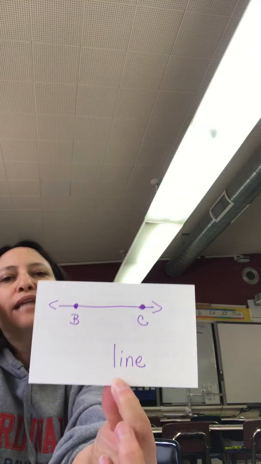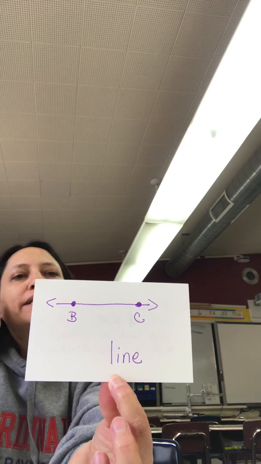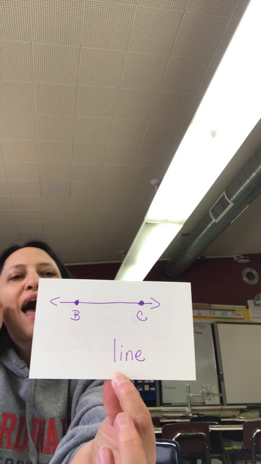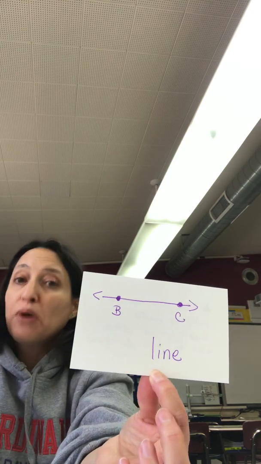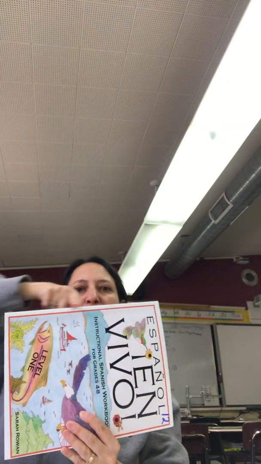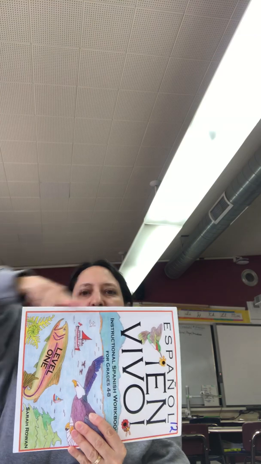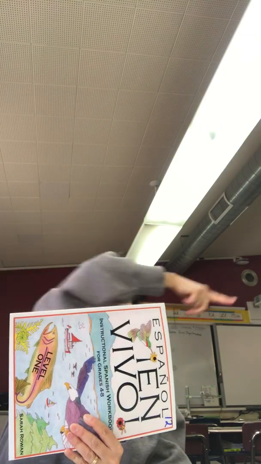All right, let's talk about a line. Here's a line. This is my line BC. It's a straight path of points that continue without end in both directions. Okay, so what does that mean? Well, lines could be imaginary too. So let's say I had Gianna's Spanish book and I drew a line and it just kept going. So that is a line, that's a straight path.